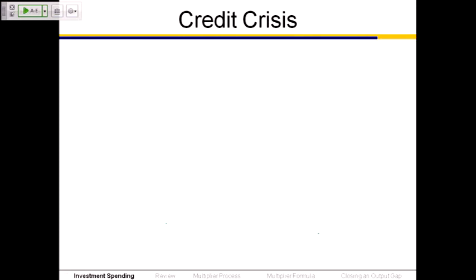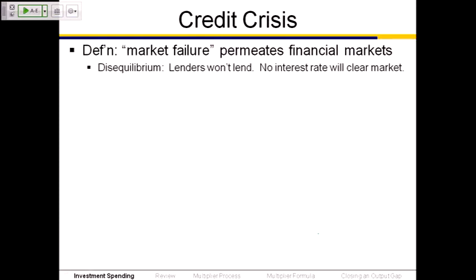So a credit crisis or a financial crisis, the essence of that is we've got markets that don't clear. We're out of equilibrium. That market failure that we talked about in the first or second part of the course permeates these financial markets. That's the essence of a financial crisis or a credit crisis, when market failure, as we talked about before, permeates these markets where they are unwilling to lend.